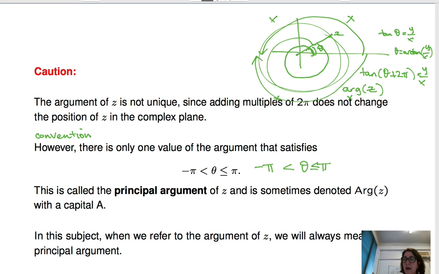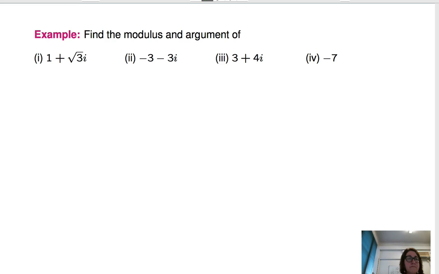Okay, so let's try an example. What we want to do is find the modulus and argument of these complex numbers. So we'll start with number 1, and we're looking at z equals 1 plus root 3 i.